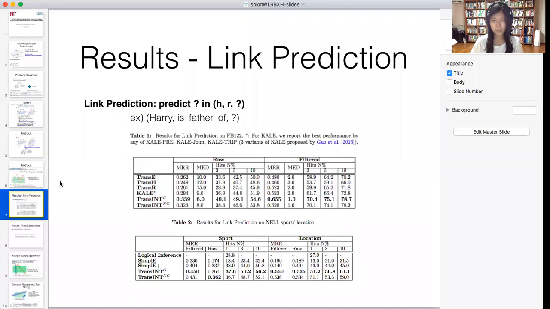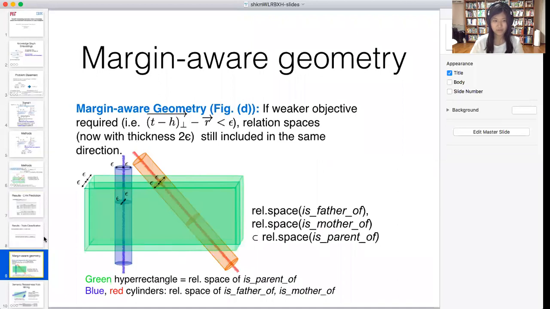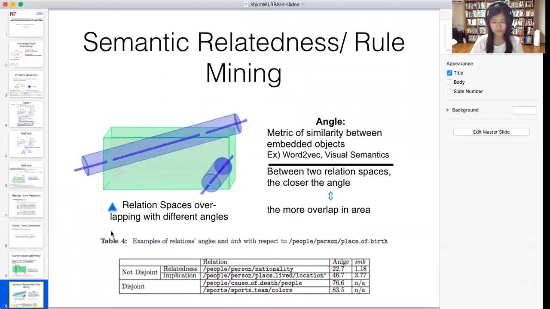So with this approach, we prove that there's isomorphism between the relation spaces and the relation sets, and we achieved state-of-the-art performances in link prediction and triple classification. We also further discuss how to mine semantic relatedness and mine rules from relations with angles between the learned embeddings.